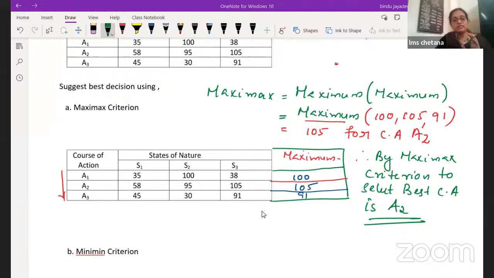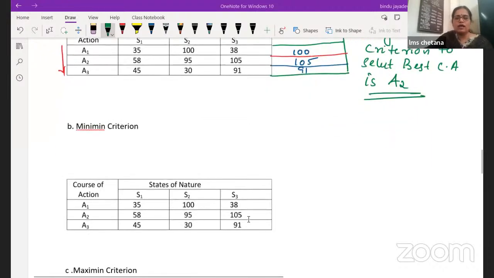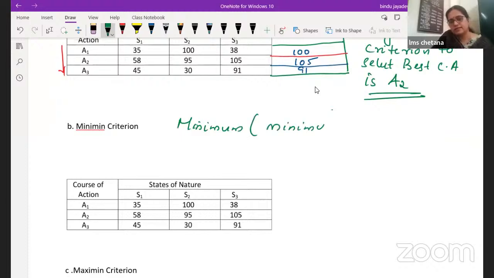Now Maximax criteria I told you. What is that? Maximum of maximum. Correct? Can I move to the next? Yes. First question. Now see here. Now you got an idea how we are doing it. Okay. Minimin, minimum of minimum, right? Therefore, which is the first word? Minimum. The second word, what is coming? Minimum. Therefore, what to do? Same question.